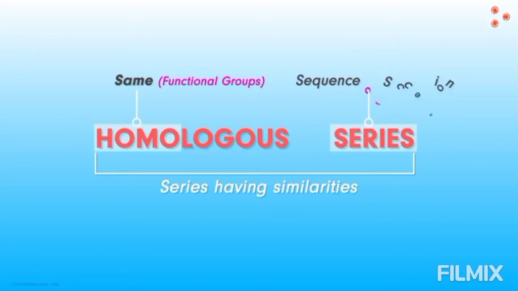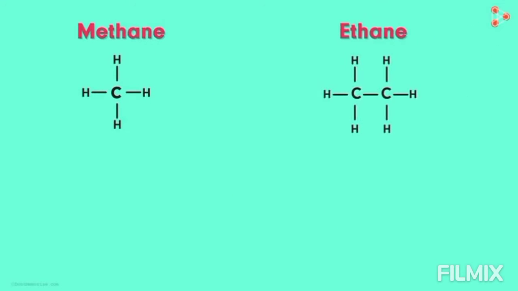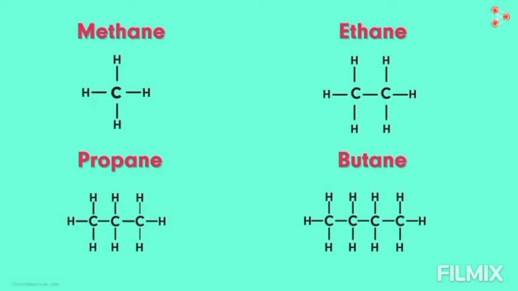When we look at series, series means a sequence or succession. Succession means one after another. So there will be a sequence or succession. Let us see some examples. We are familiar with alkanes, aren't we? These are some alkanes: methane, ethane, propane and butane. In methane, one carbon is covalently bonded to 4 hydrogen atoms. Similarly, ethane has 2 carbon atoms, propane 3, butane 4.